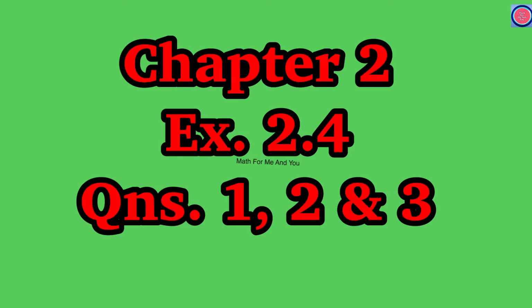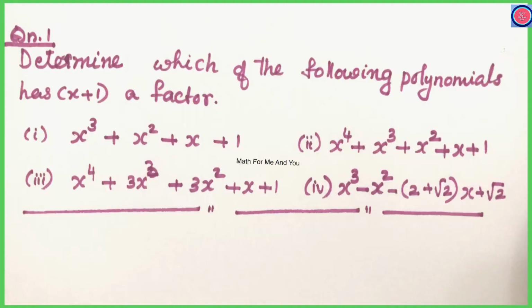In this video, we are discussing questions 1, 2 and 3 from exercise 2.4. This is from chapter 2. Question 1. Determine which of the following polynomials has x plus 1 a factor. We can see 4 polynomials have been given. We have to check which has x plus 1 as a factor.